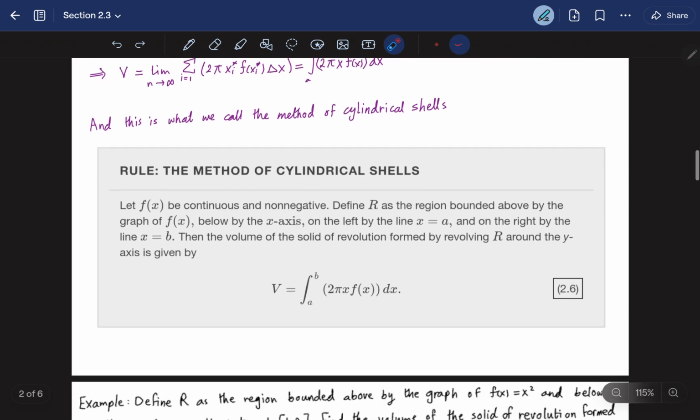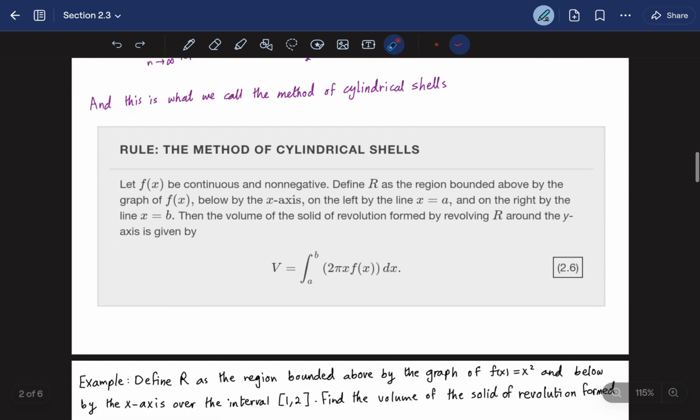So to summarize it in one rule, if we have a function that's continuous and non-negative, we have a region R bounded by f and the x-axis, and we have the interval from a to b, the volume of the solid of revolution that we get from revolving R around the y-axis would be given by this formula.